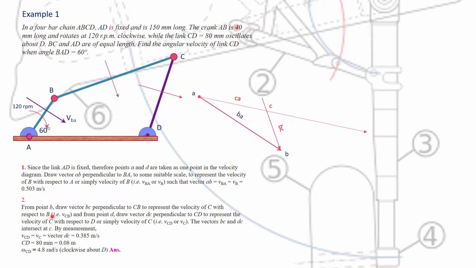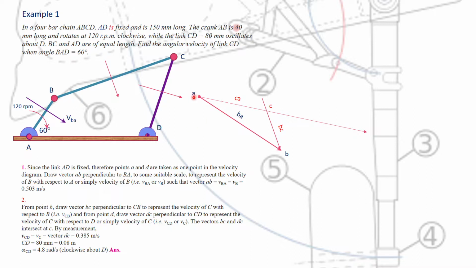Then from point B, draw a vector perpendicular to CB. I've drawn this, and this line also as well. Now what you need to do is, your fixed points are both A and D. So the first point that you draw here, you can place your point A here. Make sure you have enough space here. So that is your point A, referring to this. Now I'm using lowercase letters for the vector diagram, and uppercase letters for the space diagram. So lowercase letter a is here.